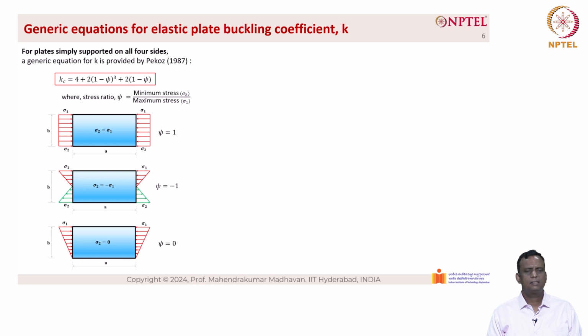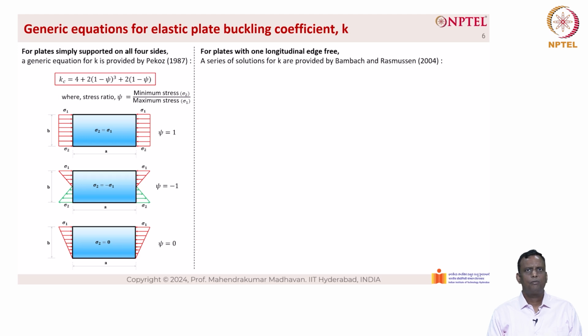So, the next case is a triangular variation of load where sigma 1 is the stress that is acting at the top of the plate and sigma 2 equal to 0 as you can see here. So, 0 divided by sigma 1 leads to psi equal to 0. Now, for plates with one longitudinal edge free, a series of solutions for k were provided by Bambach and Rasmussen in 2004 from University of Sydney, Australia.